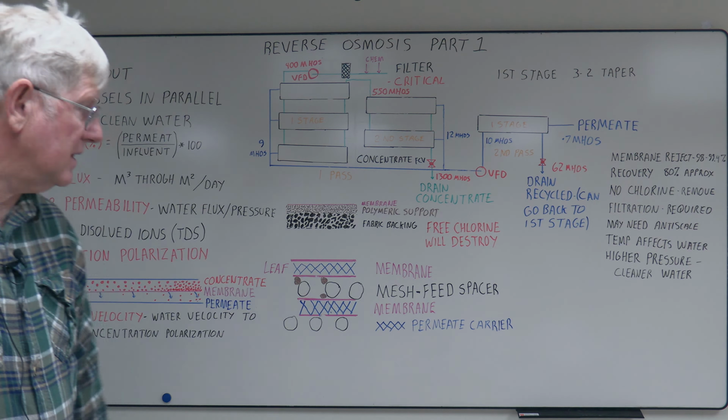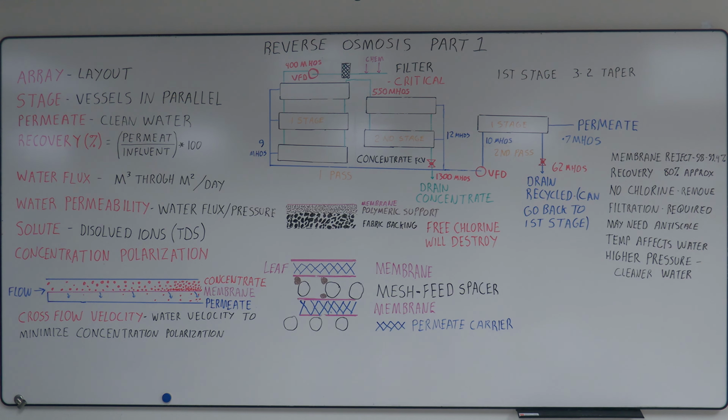Some of the terminology: the array is the layout of the modules. The stage is the vessels in parallel. Permeate is the clean water. That's what we're trying to make. Remove all the minerals out of the water.